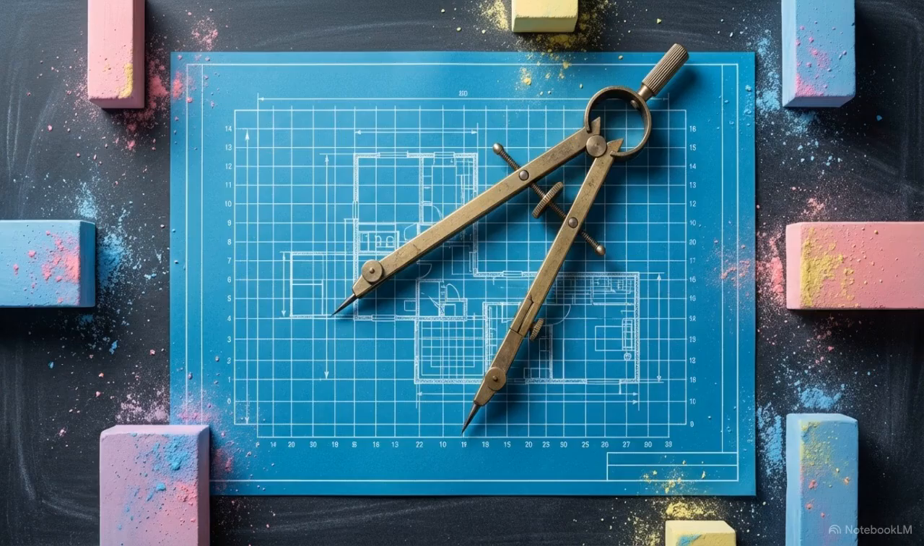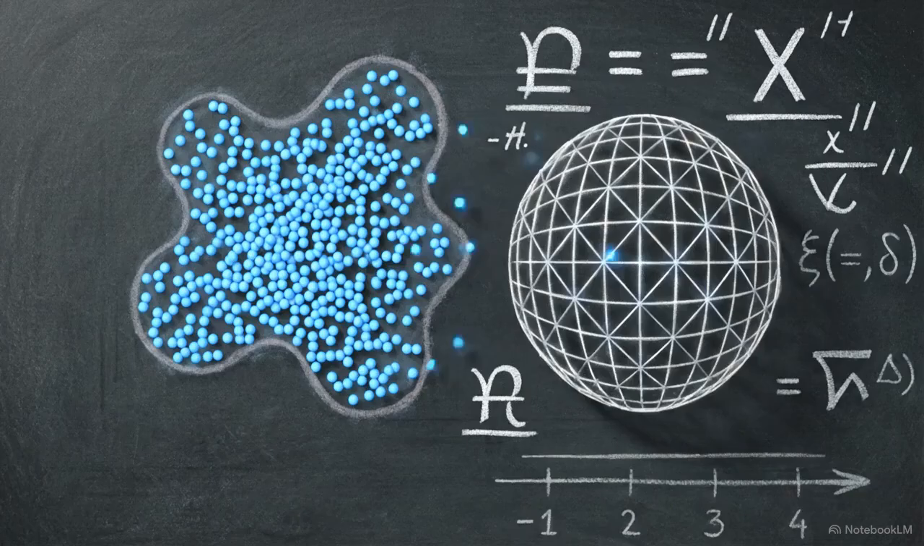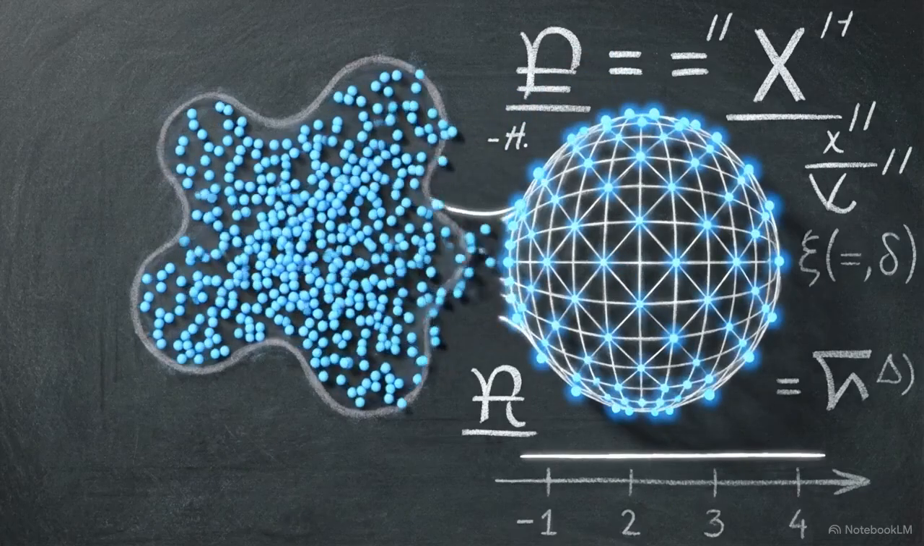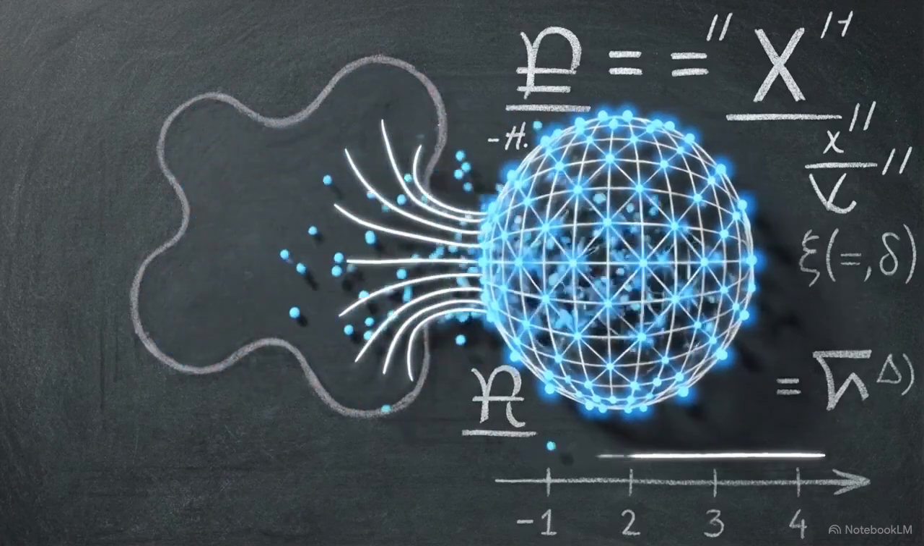The Nagata-Smirnov theorem proves that metrizability isn't a mysterious quality. Instead, it is the logical result of how a space separates its points and organizes its infinite collections.